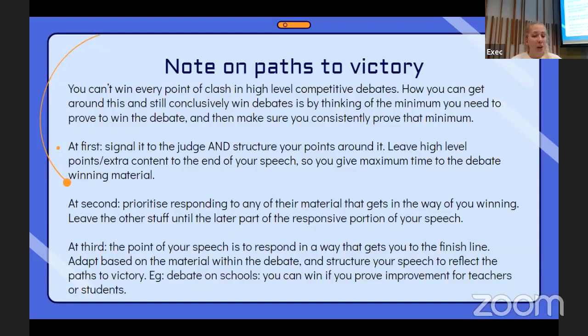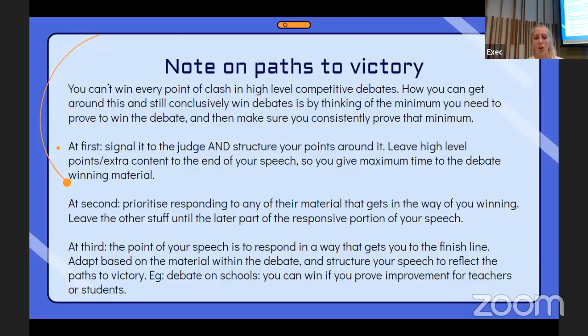You can't win every point of clash in high level competitive debates. You can try really hard, but oftentimes there's just literally not enough time in 8 minutes to get through everything. So how you can get around this and still conclusively win debates is by thinking of the minimum you need to prove to win the debate. And then make sure that consistently, down the line, it's not just at first, not just at second, not just at third, everyone is trying to cater their structure, or everything they say is working towards getting to that end goal.